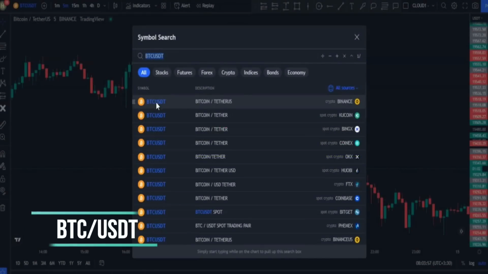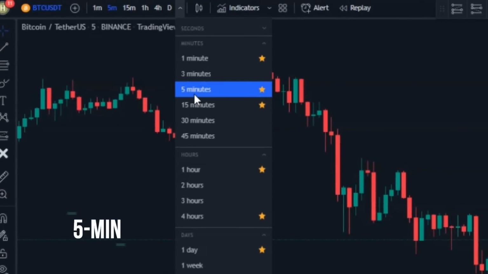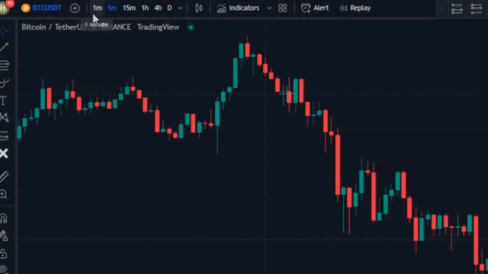First of all, open the tradingview.com website and then select the Bitcoin/USDT currency pair. Next, for now, I'll set my time to the 5-minute time frame for this strategy, but keep in mind that you can use this method on all time frames and this strategy can be profitable on all of them.